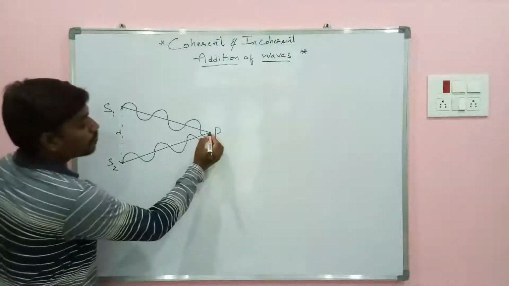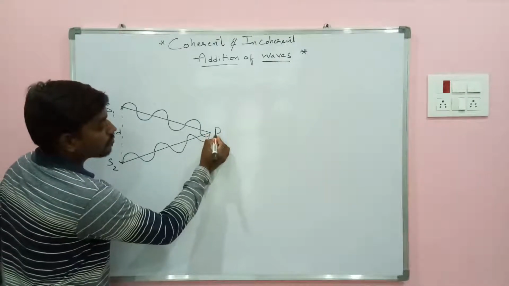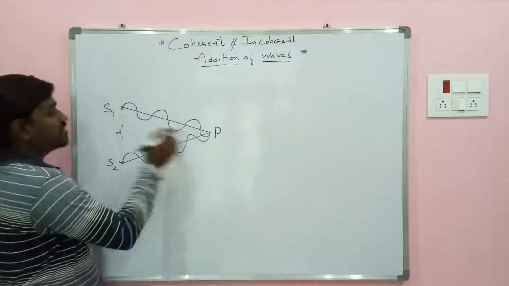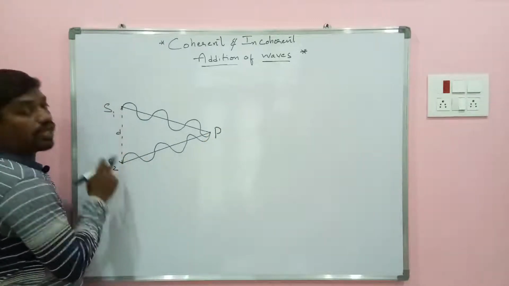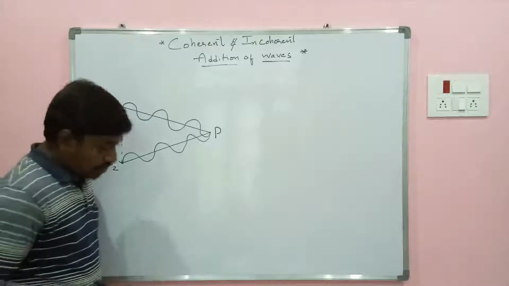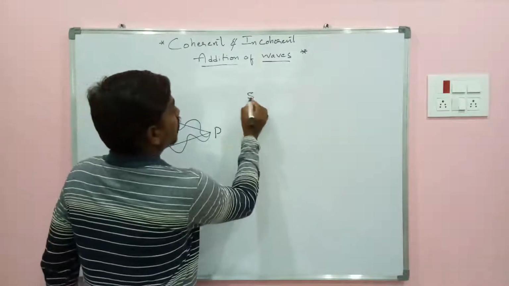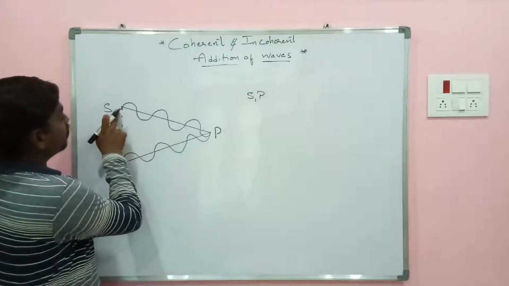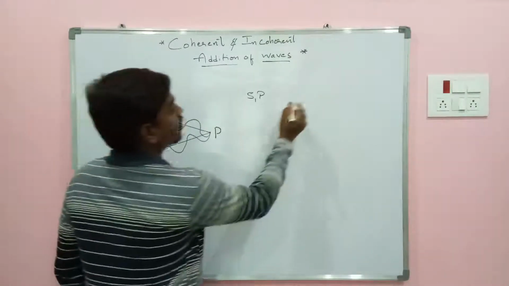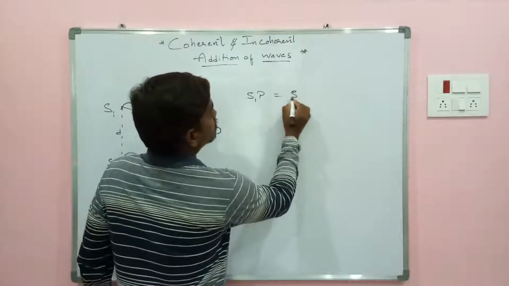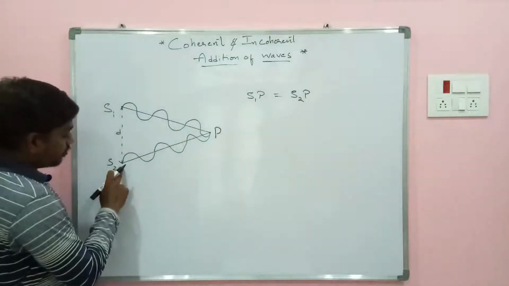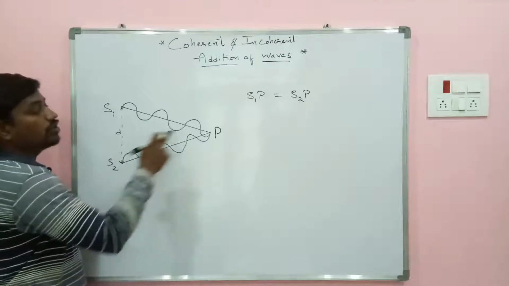Select a point P which is equidistant from S1 as well as S2. So now I have S1P, the distance traveled by the wave from the source S1, which is equal to S2P, the distance traveled by the wave from the source S2 to P.